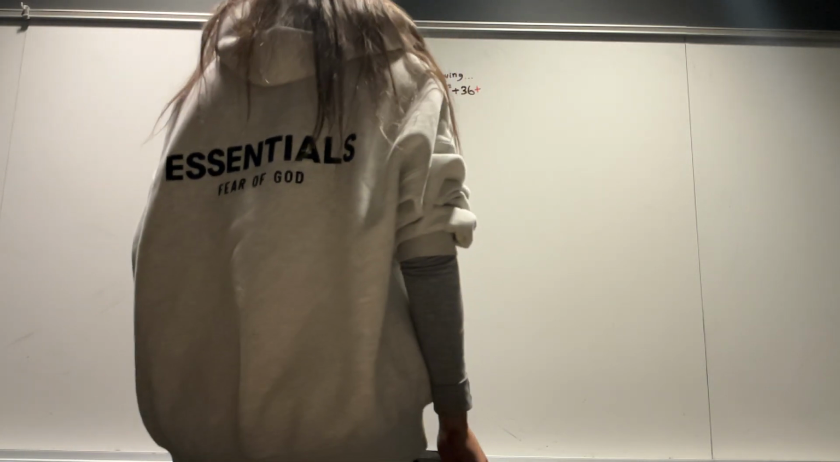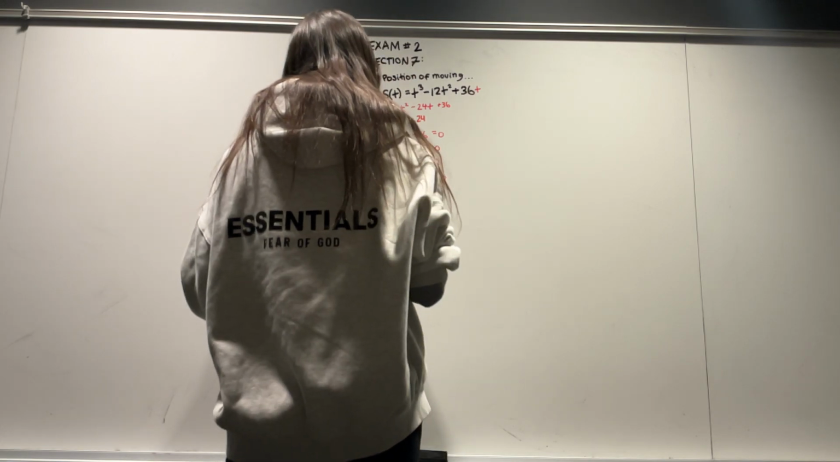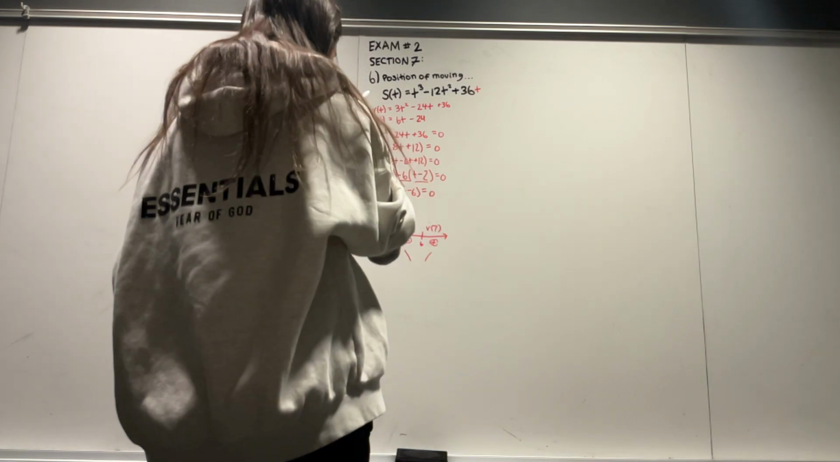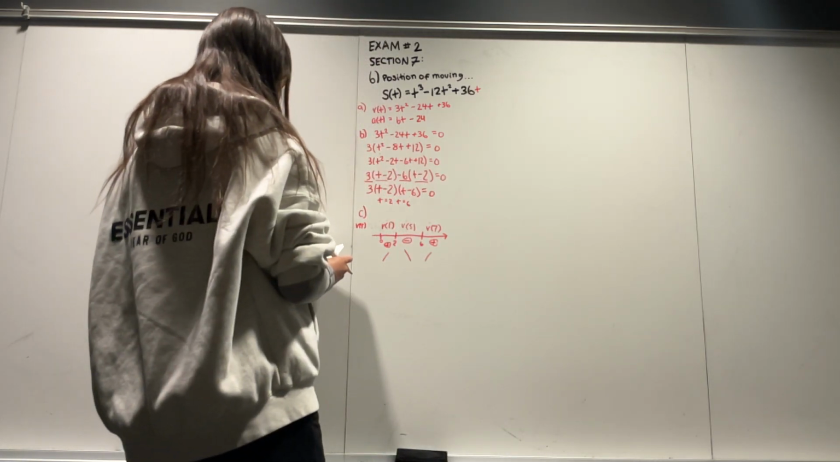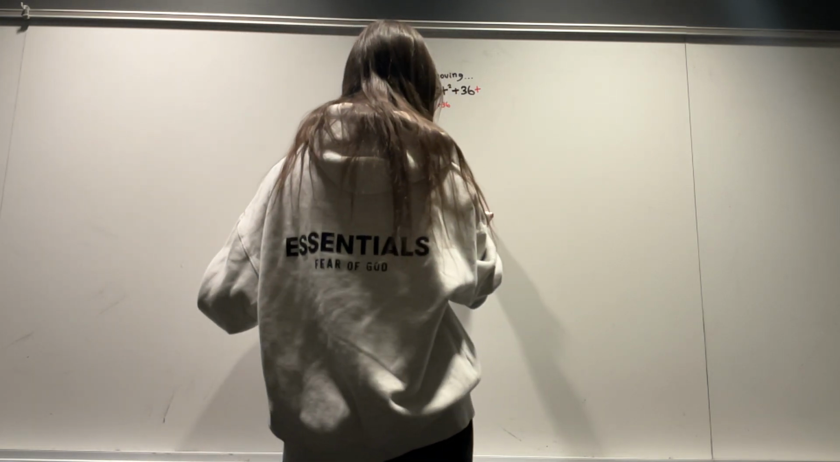Because of 0, 2, 6, positive means increasing, so where s of t is increasing is going to be 0 to 2.